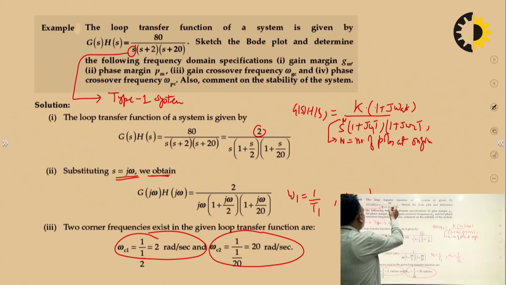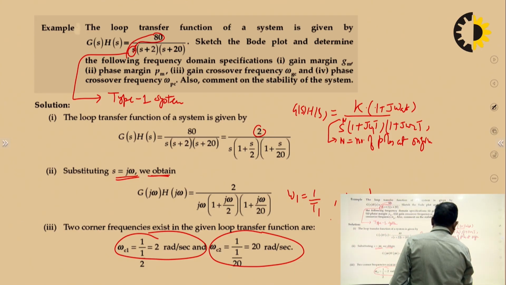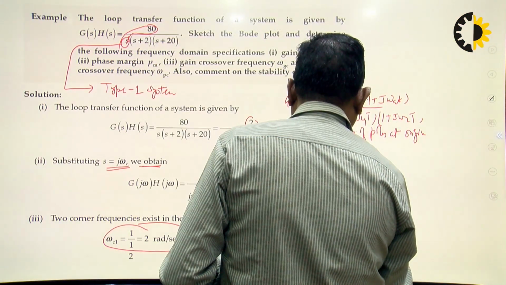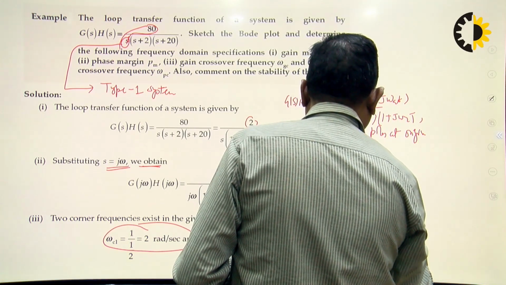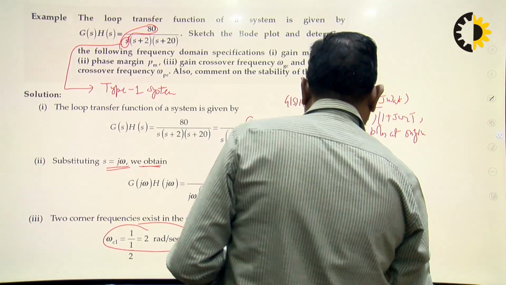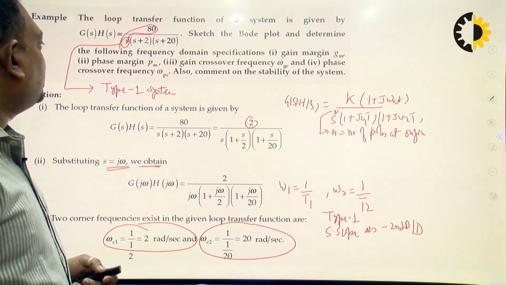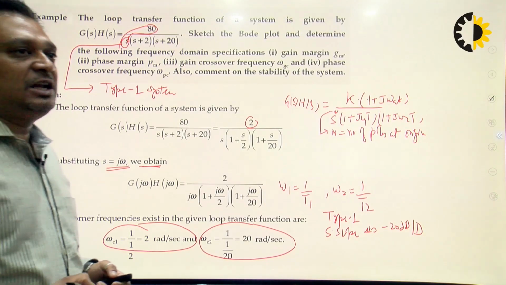And you can see this is a type 1 system. So the starting slope of a type 1 system is minus 20 dB per decade. So the initial slope will be minus 20 dB per decade. Now we will select the starting point.